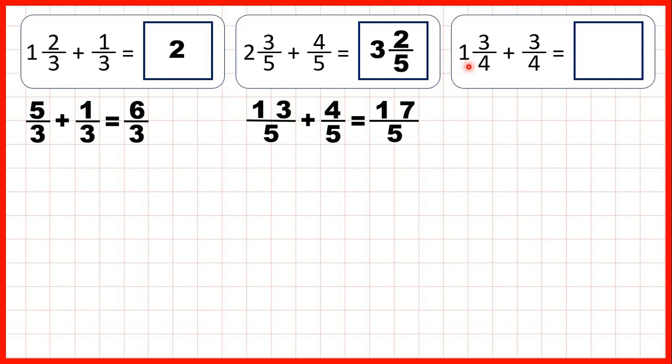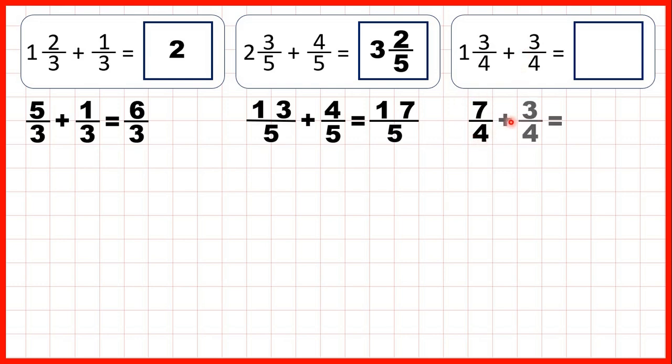Finally, we have 1 3/4 plus 3/4. So we can change 1 3/4 into an improper fraction by multiplying the whole number by the denominator and then adding the numerator. So 1 times 4 is 4, plus 3 is 7. The denominator stays the same when we change it to an improper fraction, so we have 7/4.